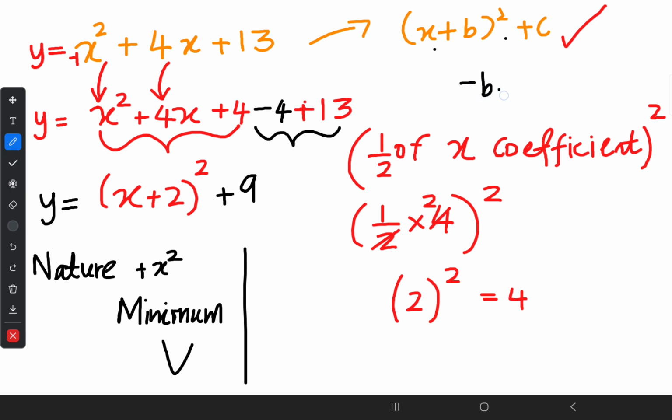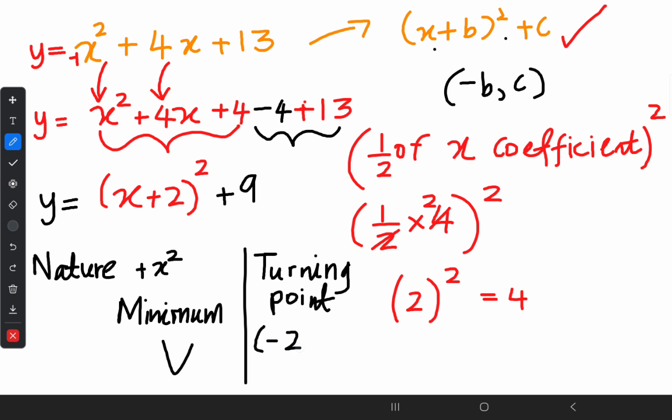Negative b comma c would be the coordinates of the turning point. Here it is having a positive 2. So to write the turning point, you can make it as an opposite direction. It is positive 2, it will become negative 2. This c value doesn't change. It is positive 9, so we can directly write it as positive 9 itself.